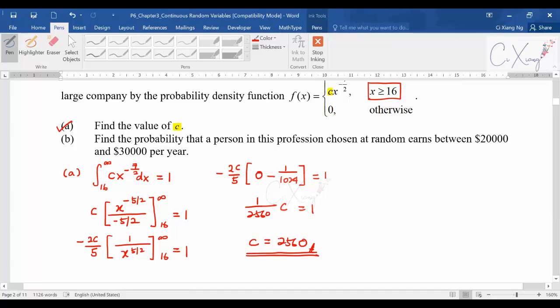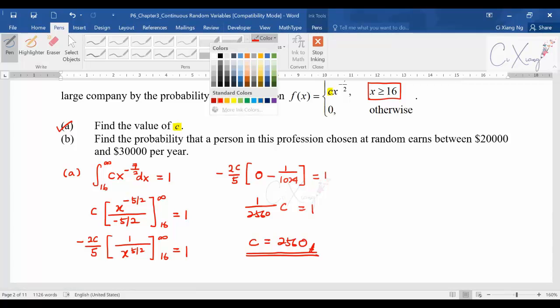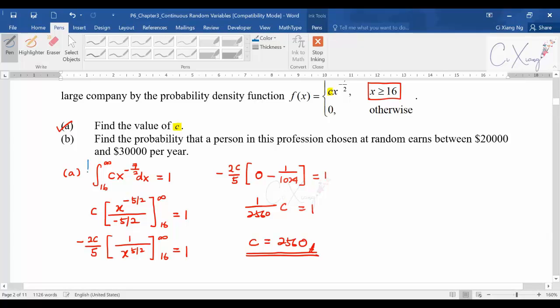All right, so our c is 2560. So again, how to get the c? We are using the first property that we learned just now, which is when you integrate the whole domain defined in the function, you let the integration equal 1. And from there, you continue the integration process and you can get the constant very easily.